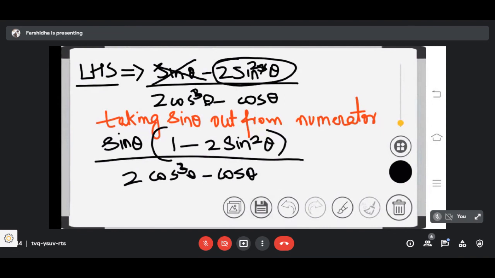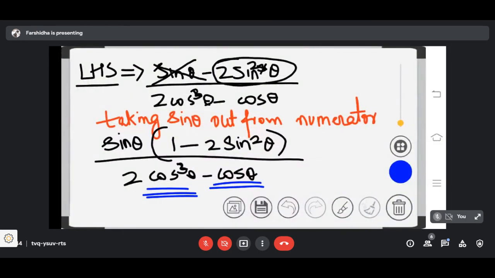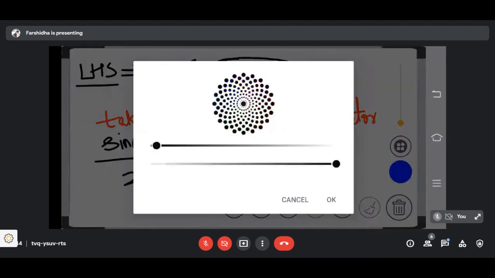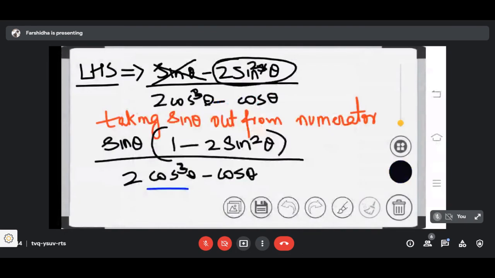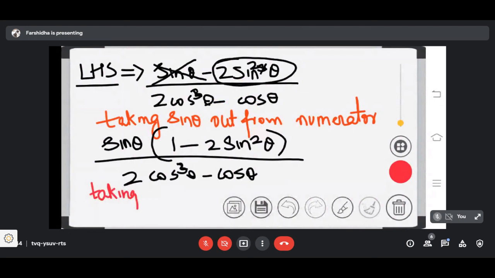Again the same thing. We are taking cos theta from the denominator. See here in the denominator you have cos and cos, same common terms. So from the denominator I am taking out cos theta. So your next step will be, below that, taking cos theta out from the denominator.